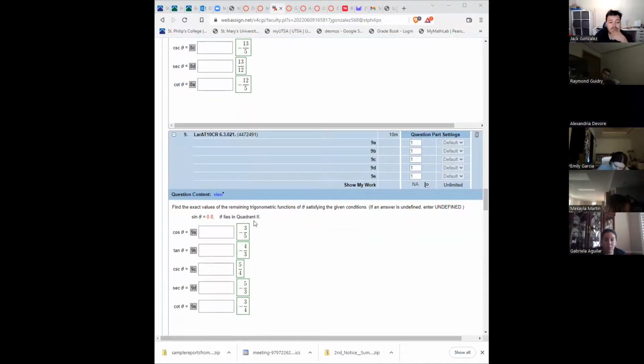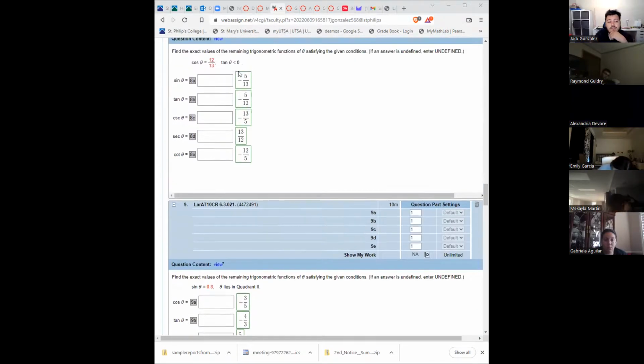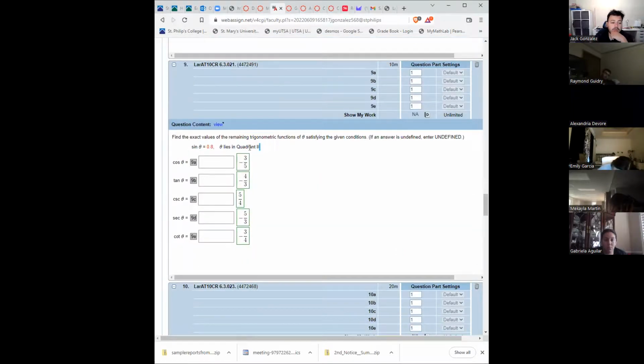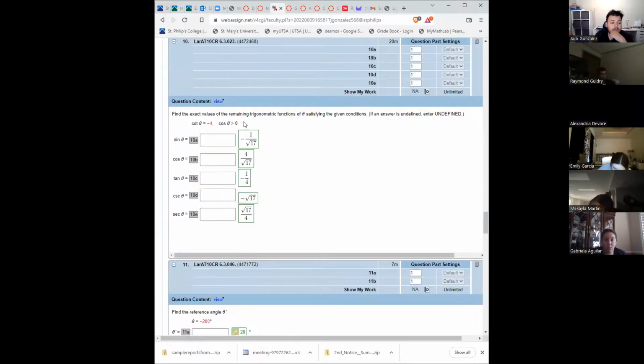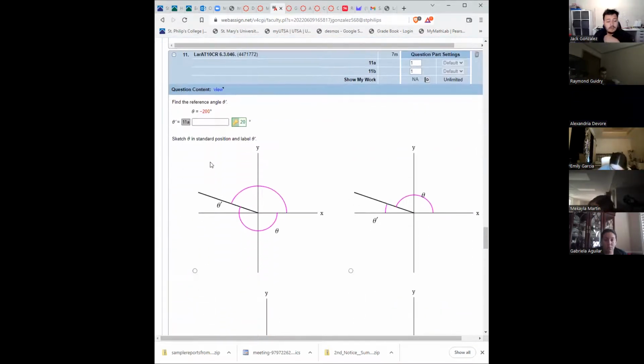Okay. They told you the quadrant, so it'll be a little easier than number 8, because that was more of a hint, and this is a direct answer location. This one's similar to number 8. I'll let you do those. Okay, then move on to reference angles.